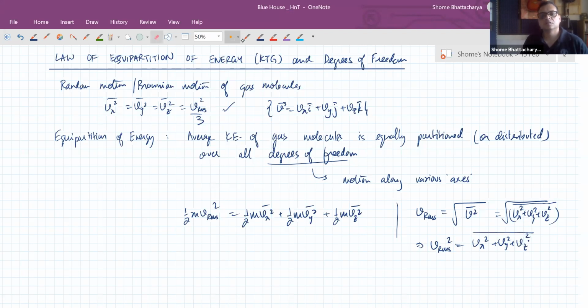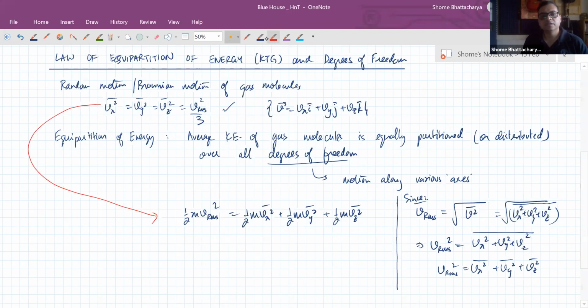This thing's average is basically equal to vx squares average plus vy squares average plus vz squares average. So this is still just a statistical definition: vrms square would be equal to the sum of vx squares average plus vy squares average plus vz squares average. This is coming from this definition of vrms.